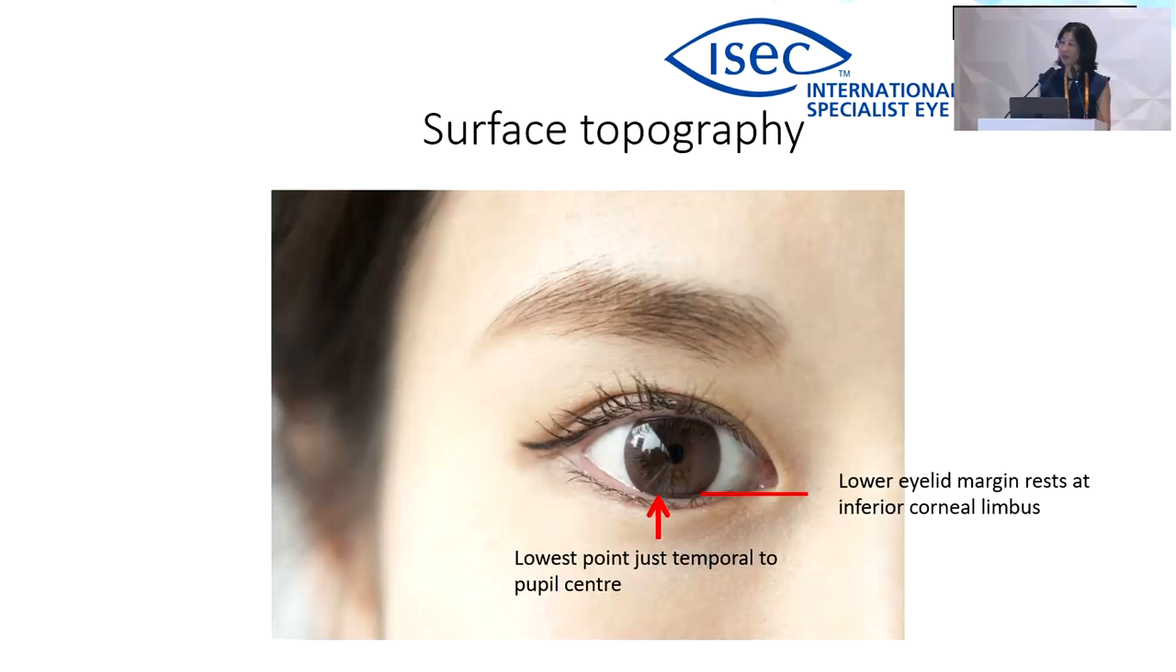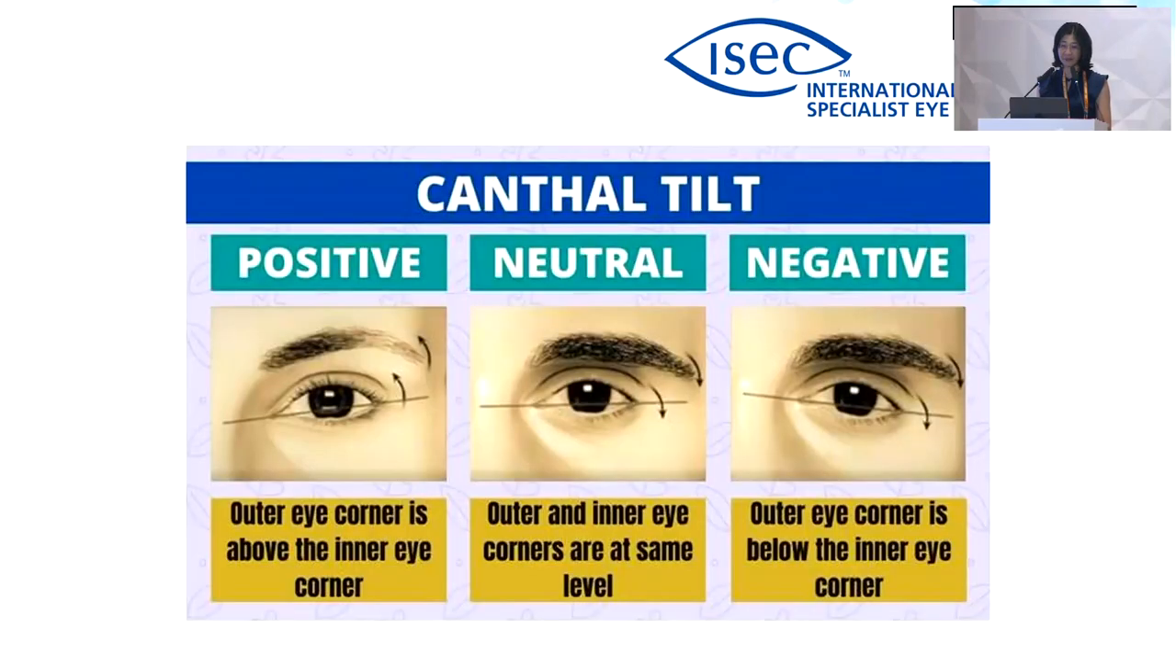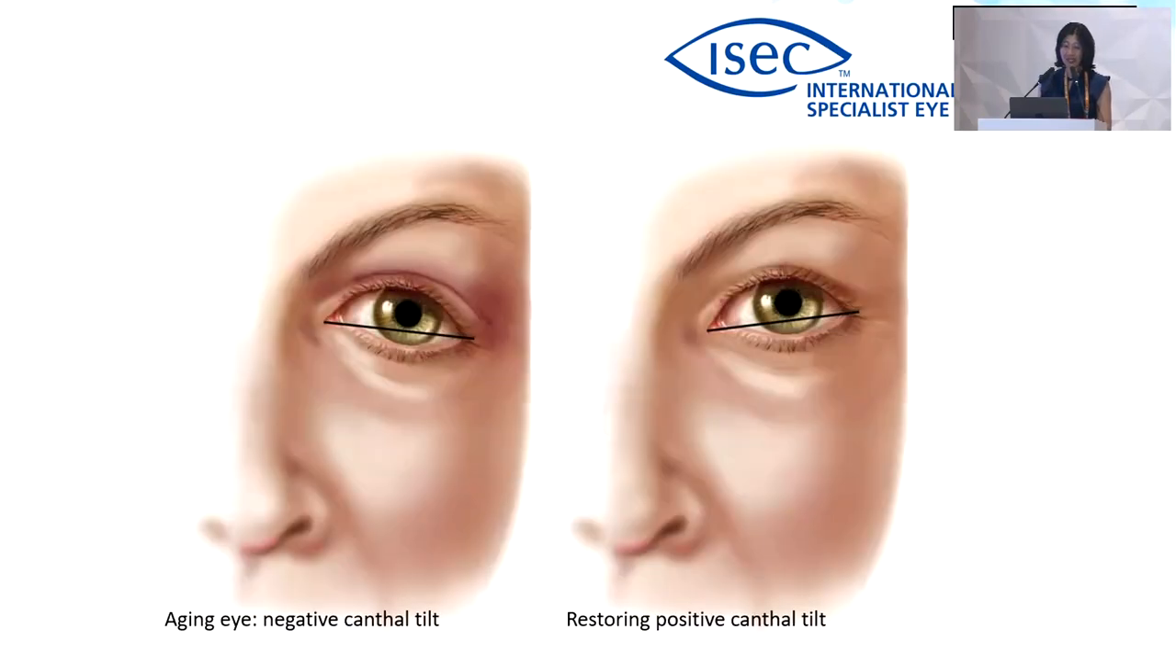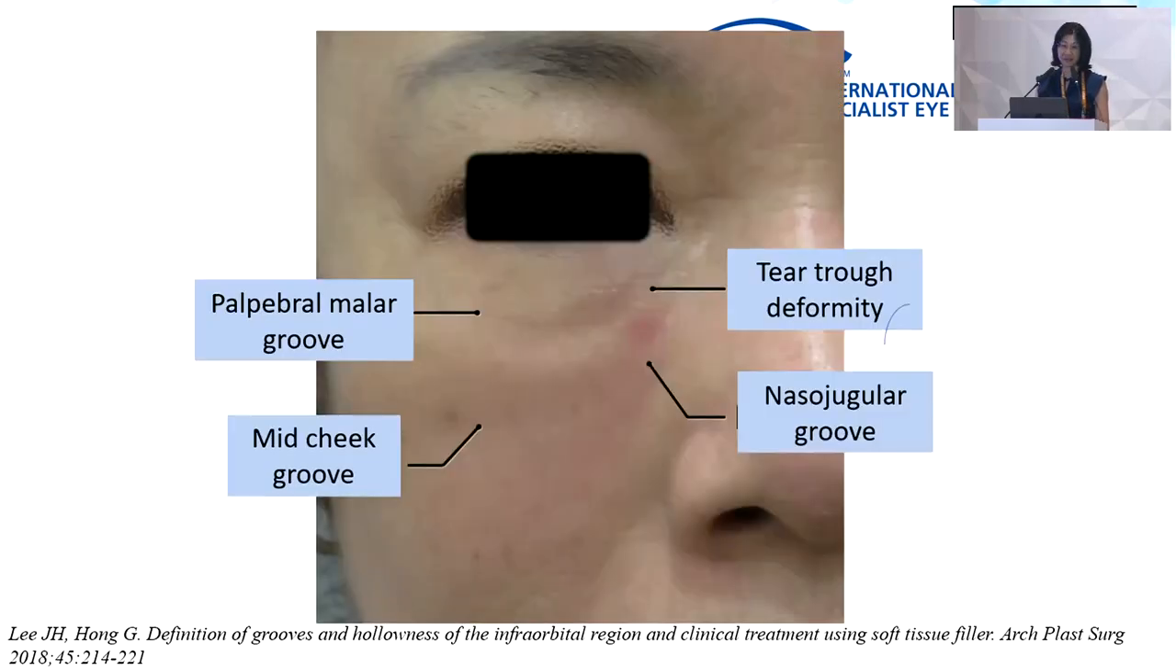Just briefly on surface topography. The lower eyelid margin rests at the inferior corneal limbus, with the lowest point just temporal to the pupil center. This picture shows a canthal tilt. The canthal tilt is the location of the lateral canthus in relation to the medial canthus. And a positive canthal tilt gives a sign of youthfulness. So you can see in this aging eye, there is a negative canthal tilt. By restoring the positive canthal tilt, there is an instantaneous, improved, and more youthful appearance.